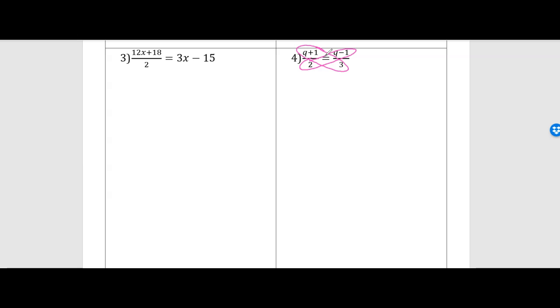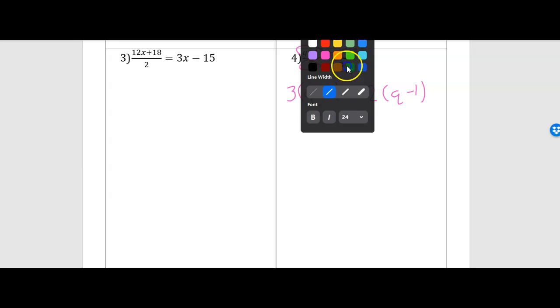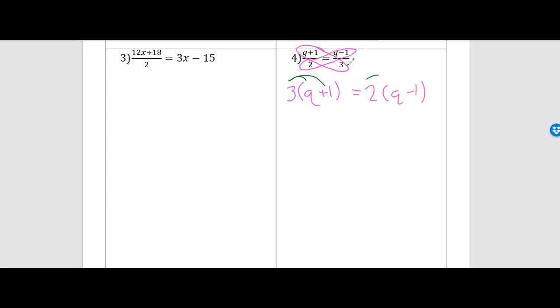Now, what you're doing is you're multiplying what's inside each of our bubbles. So I have 3 times the quantity q plus 1 on one side, and on the other side I have 2 times the quantity q minus 1. Okay, so this is one way you can do it, and we'll go from here. I'm now going to distribute. I'm going to draw my arrows. I'm going to get 3q plus 3 equals 2q minus 1.